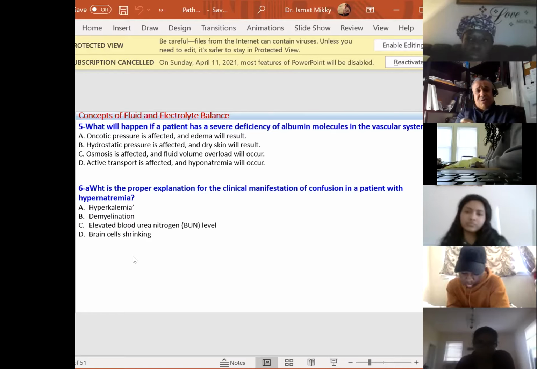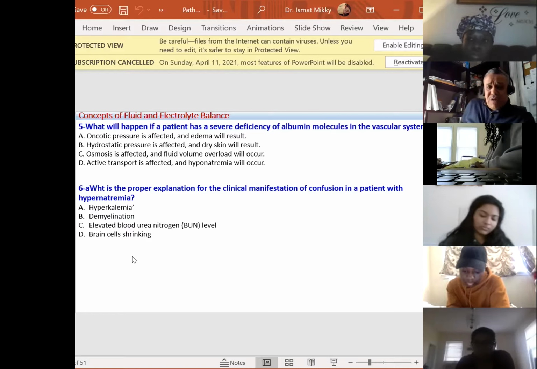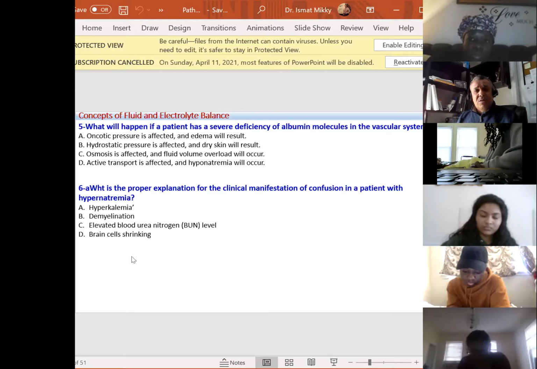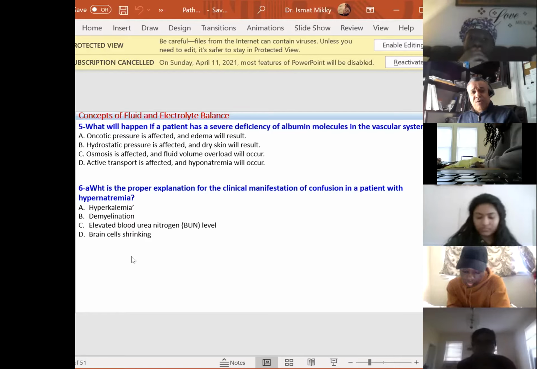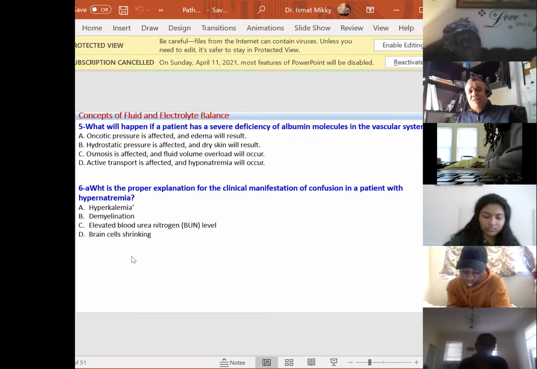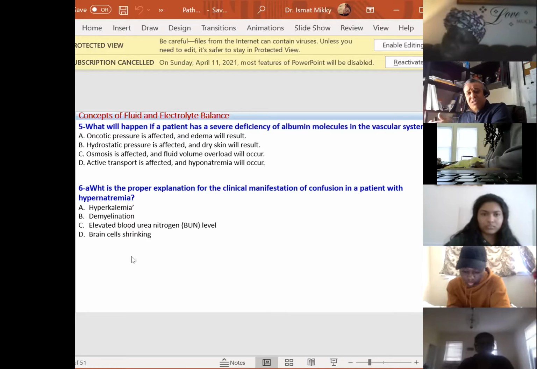Because oncotic pressure is supposed to pull fluids into the vascular system through these albumin molecules. We don't have enough albumin molecules in the vascular system, so the fluid will leak and leave the vascular system to the interstitial space. You got the point? So then what is the answer? A. The oncotic pressure is affected, so edema will result. The fluid leaking from the vascular system to the interstitial space will result in edema.